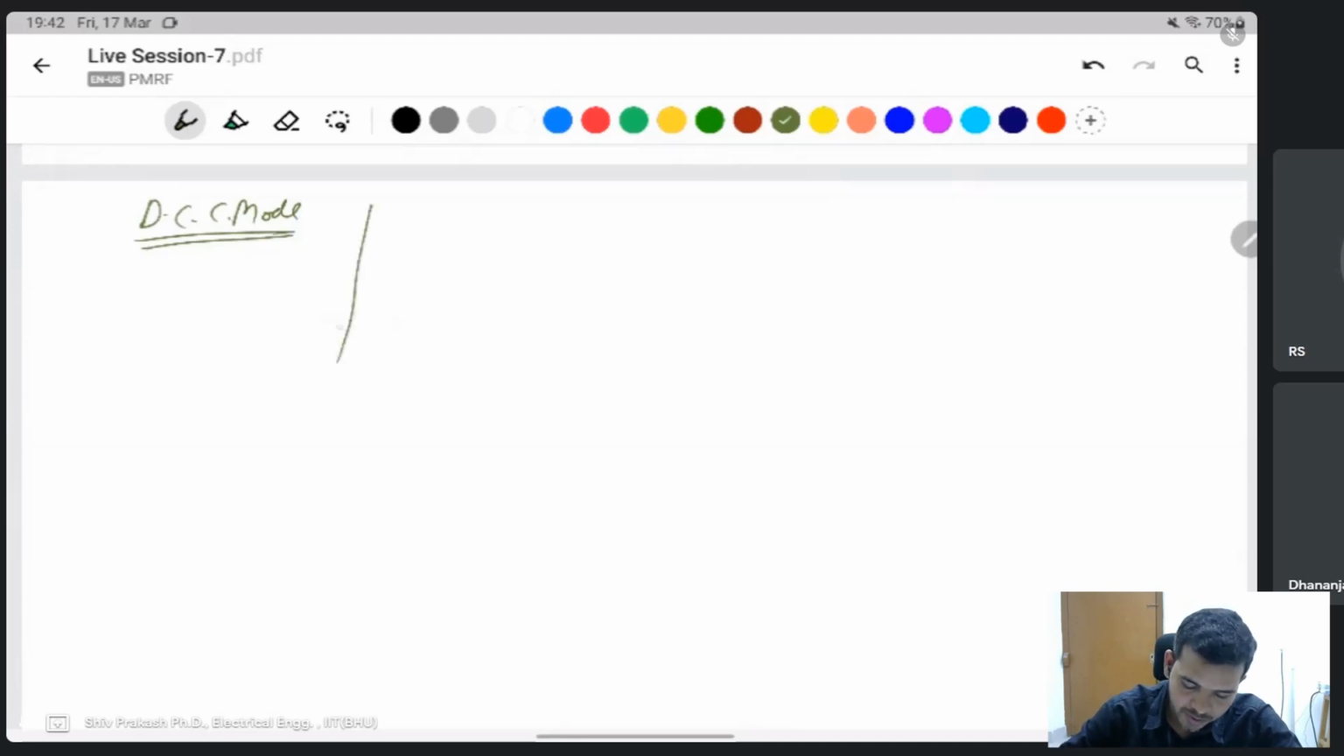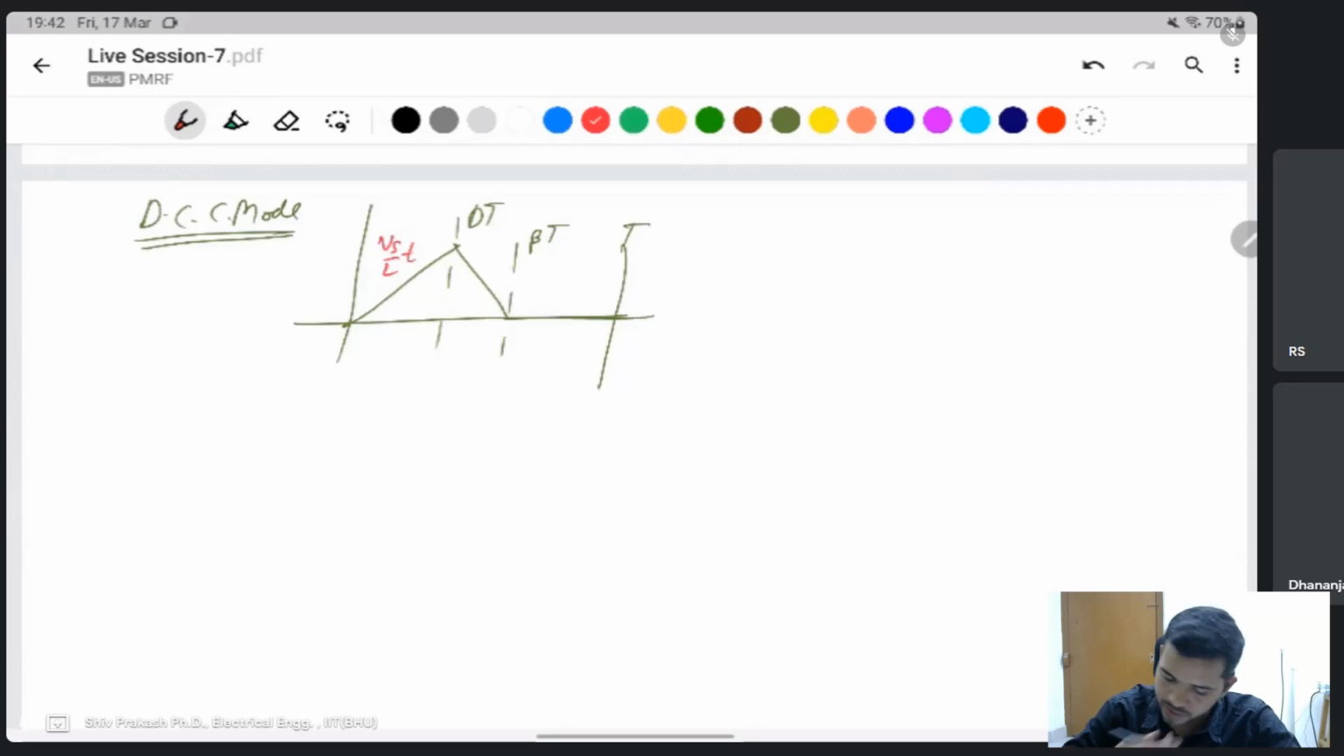Okay, same expression like this one, dt, this one as a beta t, this one t. When the switch is on, then it appears as Vs by L into T. I will retain here the inductor voltage. Switch is on, then it appears as Vs, and switch is off, it appears as Vs minus V naught.